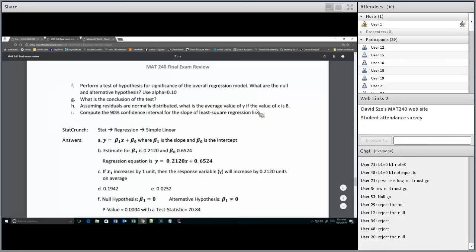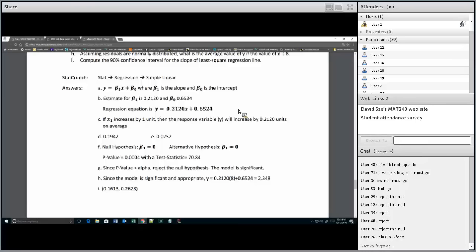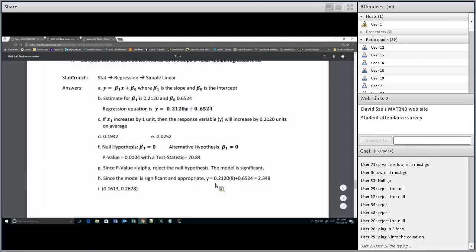What is the average value of y if the value of x is 8? So if my x is 8, how do I calculate my y? Given that the model is significant, I can use the model. So how do I calculate that? This is the model here. Plug in 8 for x. Very good. Just put x here. Just put 8 here. So take your 8. So here it is. See that?